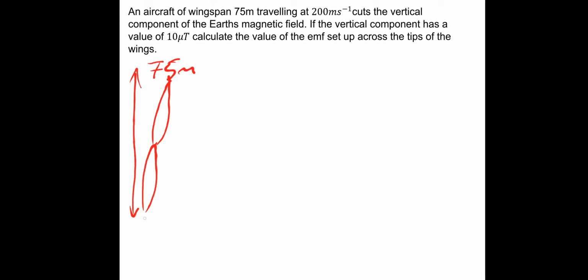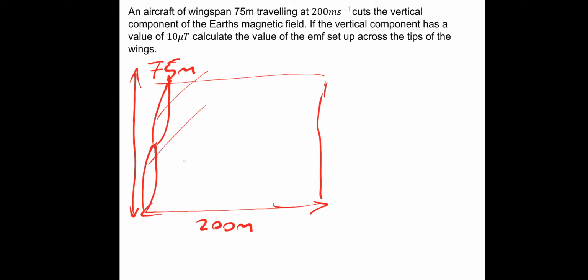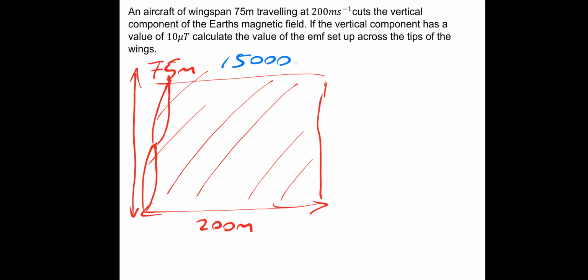So we've got the wings, if you see my expert drawing, like this. So the wingspan is 75 metres. And it flies at 200 metres per second, so it'll travel 200 metres horizontally in a second. And as you can see, we've got an area, which is 75 metres times 200 metres, which is, coincidentally, 15,000 square metres.